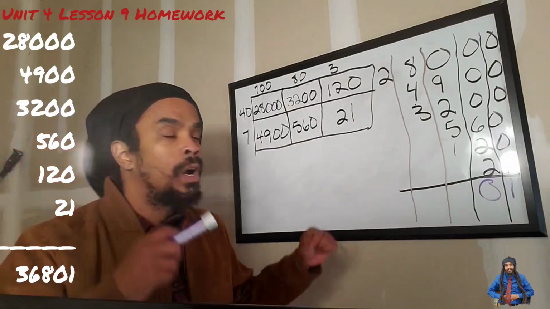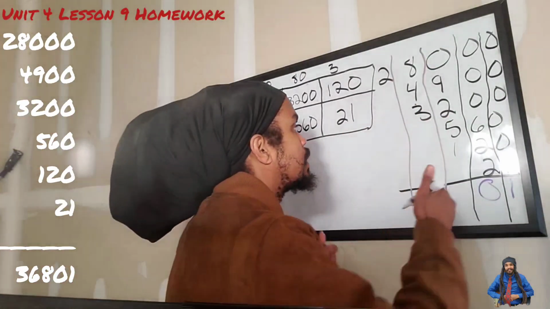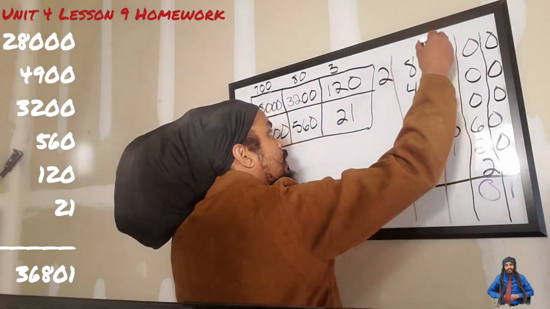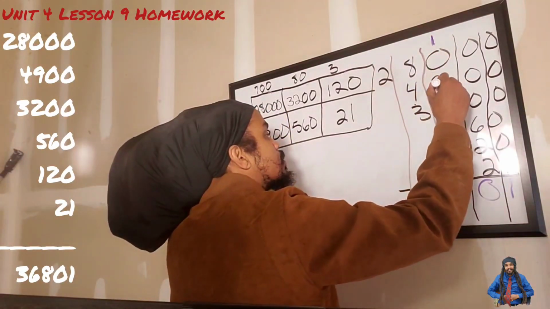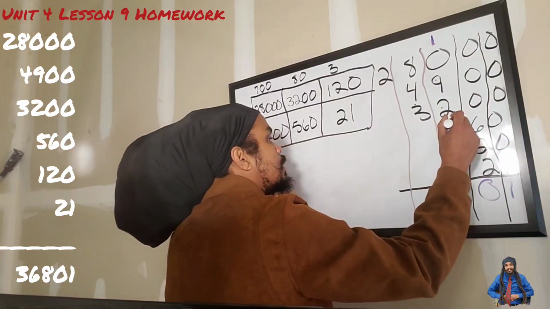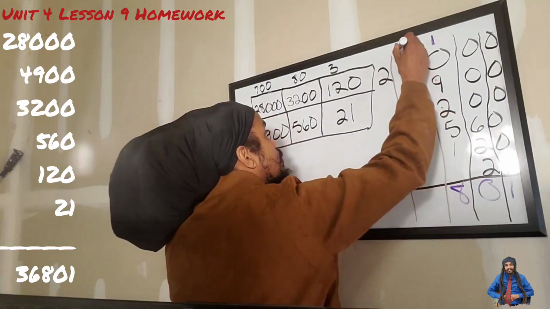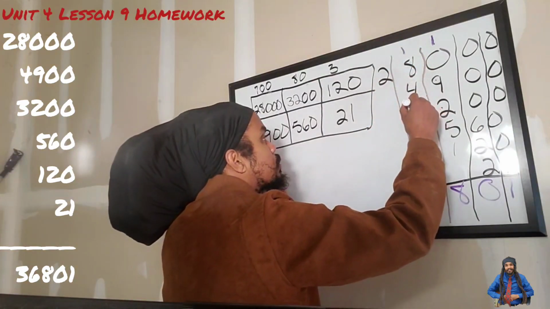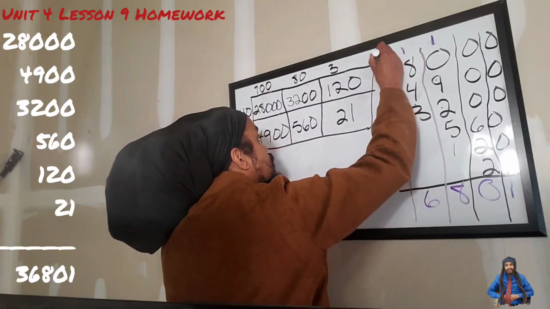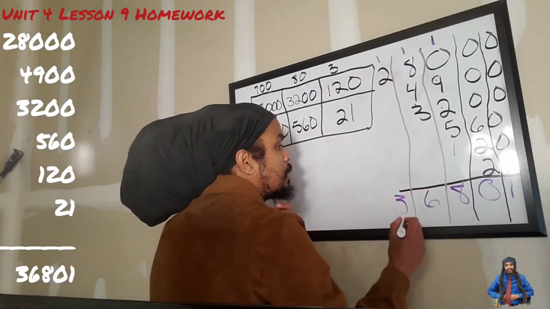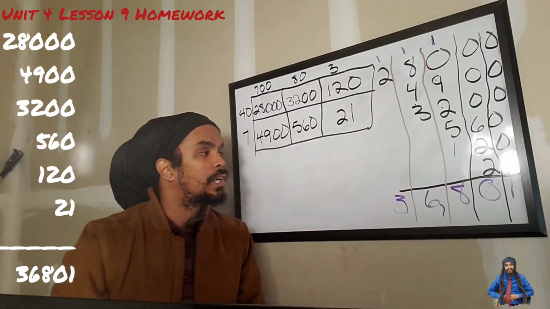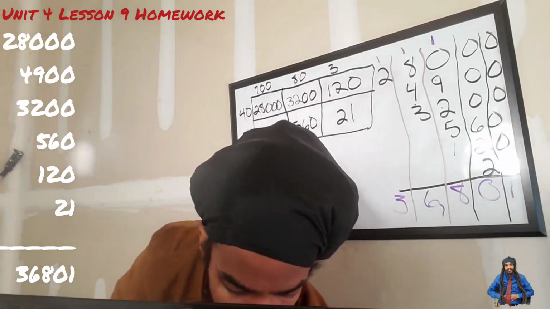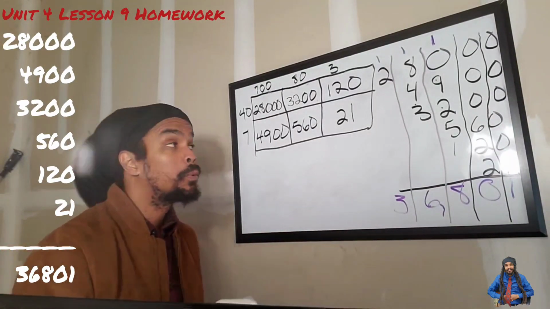Okay, so we got our 1 in our ones place, 0 in the tens place, because 6 plus 2 is 8, plus 2 is 10. Drop your 0, raise your 1. 1 plus 9 is 10, plus 2 is 12, plus 5 is 17, 18. Drop your 8, raise your 1. 8 plus 1 is 9, plus 4 is 13, plus 3 is 16. Drop your 6, raise your 1. 2 plus 1 is 3. So our answer is 36,801. Okay? Any questions while I get the board?